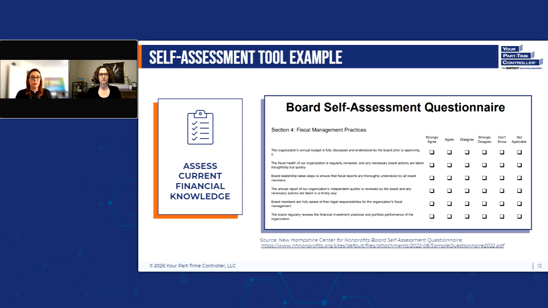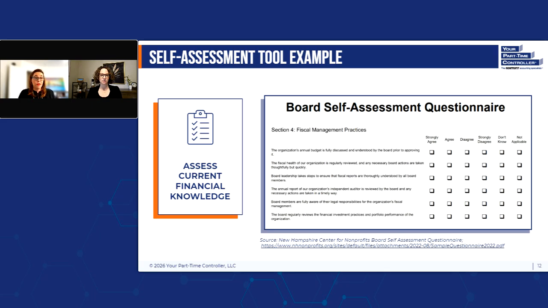First is the assessment. Our goal here would be to determine where board members are coming from in terms of their financial knowledge or any other knowledge. There are a lot of assessments that cover a broad range of skills, but we're focused on financial knowledge today. So if you're a checklist person like me and you'd like to use a tool to assess your board's current financial knowledge, here is one example that we very quickly found with a basic internet search.